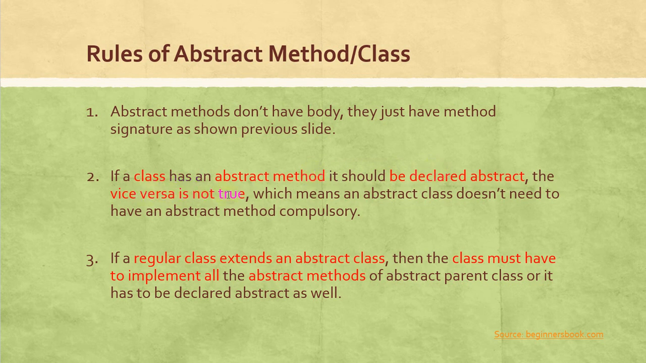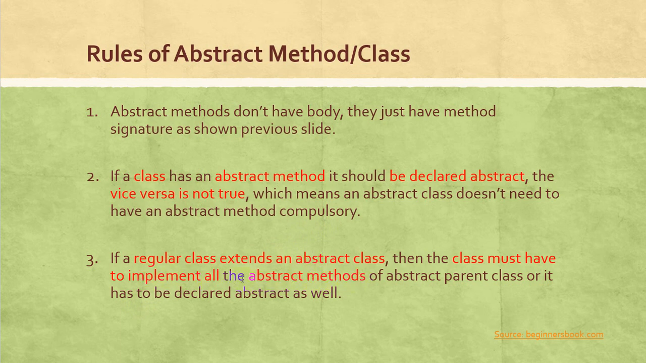The vice versa is not true. That means an abstract class doesn't need to have an abstract method compulsorily. If you define a class as abstract, it is not necessary that you define an abstract method as well. But once you have declared an abstract method, that class should be declared as abstract as well. If a regular class extends an abstract class, then the class must implement all the abstract methods.